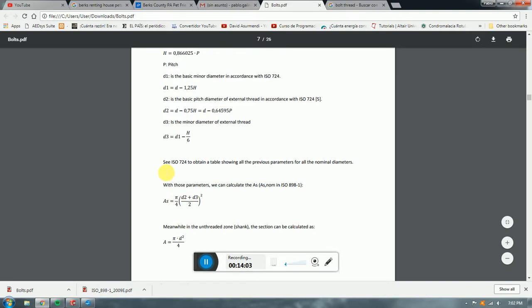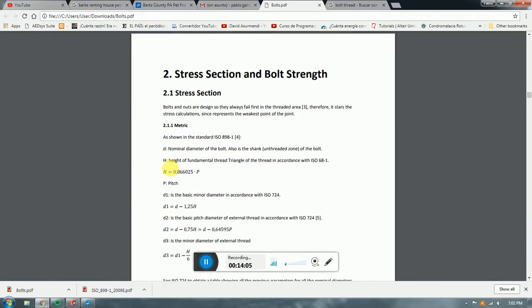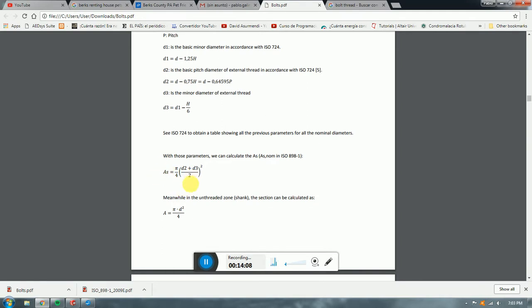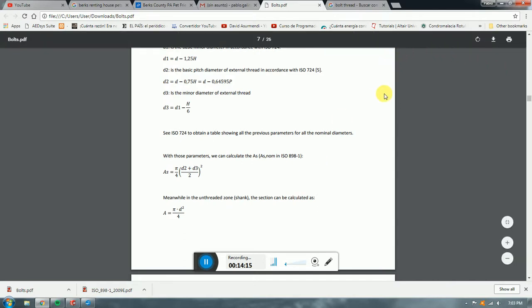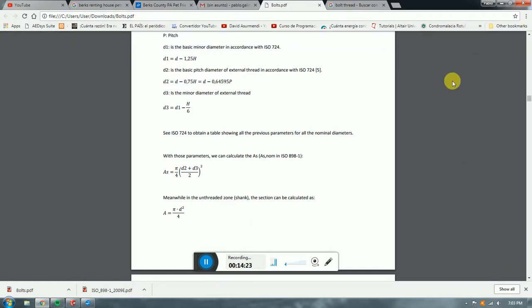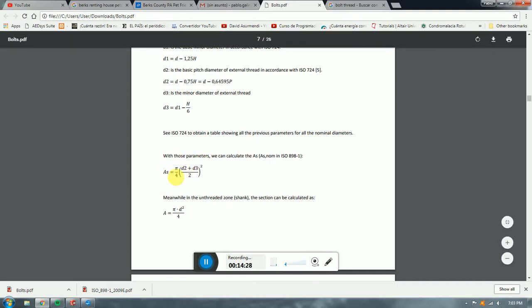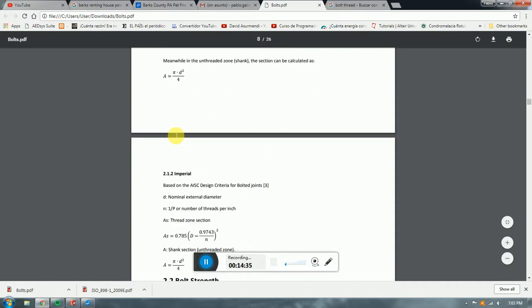Okay, so we finished talking about the metric stress section. It is important to say why we are going to calculate that, because a stress section is going to be the ratio in a way between the force and the stress. So we are going to calculate the difference between force and stress that is applied in a bolt, or the resistance, the strength. Then we are going to use this stress area, which is going to be, as I said, the ratio between these two.